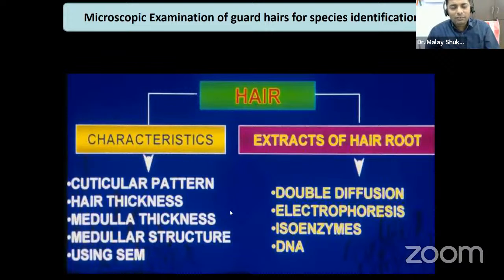Identification characteristics of 53 species that have been listed in this manual based on cuticular pattern, medullary pattern, and cross section. But cross section is not that important. We have used SEM as well, scanning electron microscope. Right.